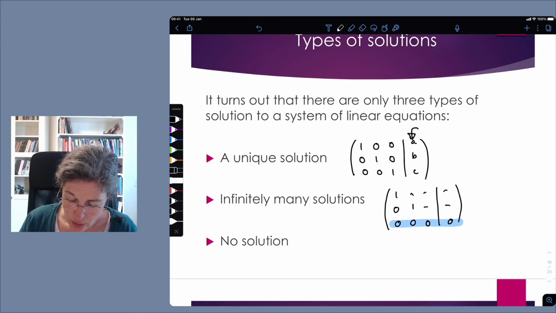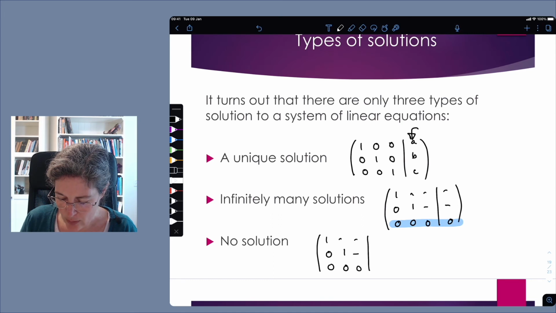And our no solution case looks vaguely like our infinitely many, but is very different. So we have a similar situation. You'll find some ones and you'll have zeros, but then you will have something, let's call it m. You'll have other stuff up here. M is not equal to 0. So you'll have some non-zero thing.